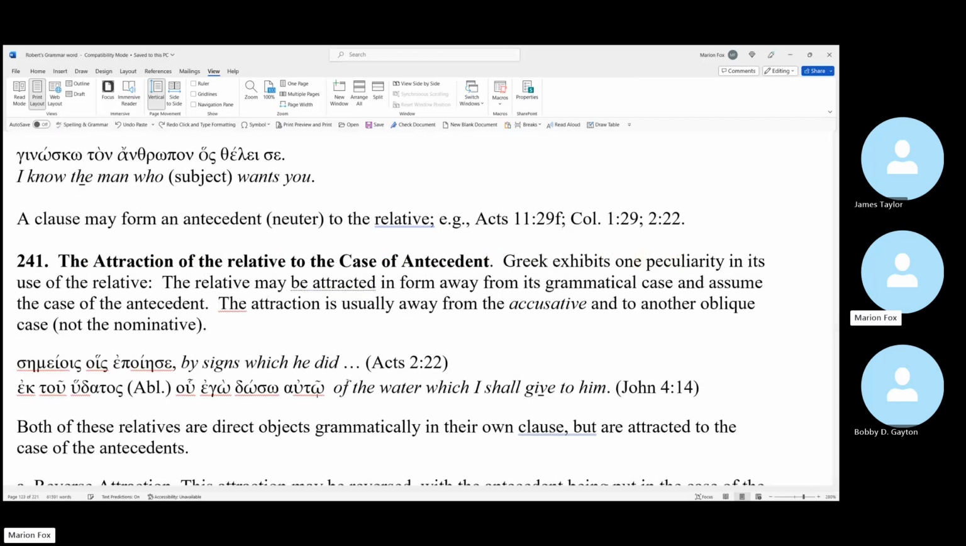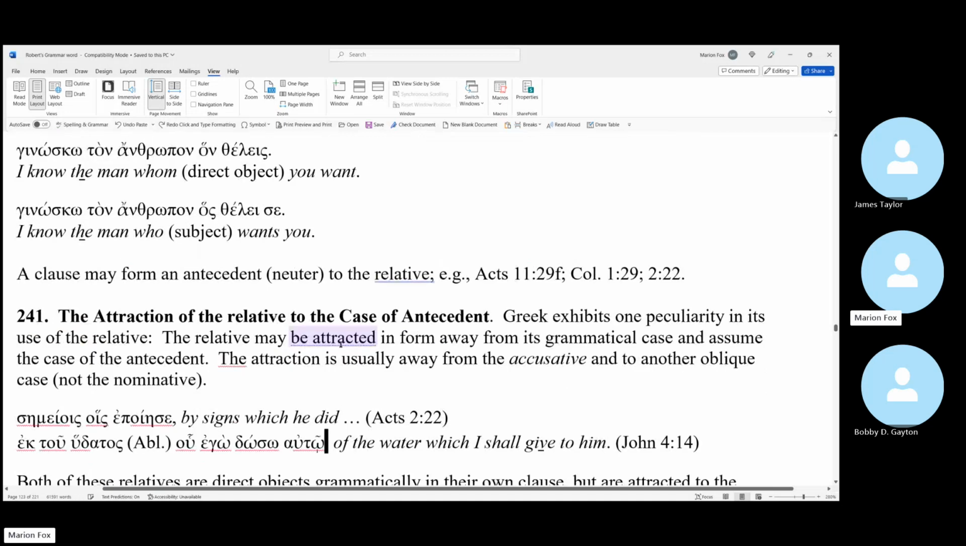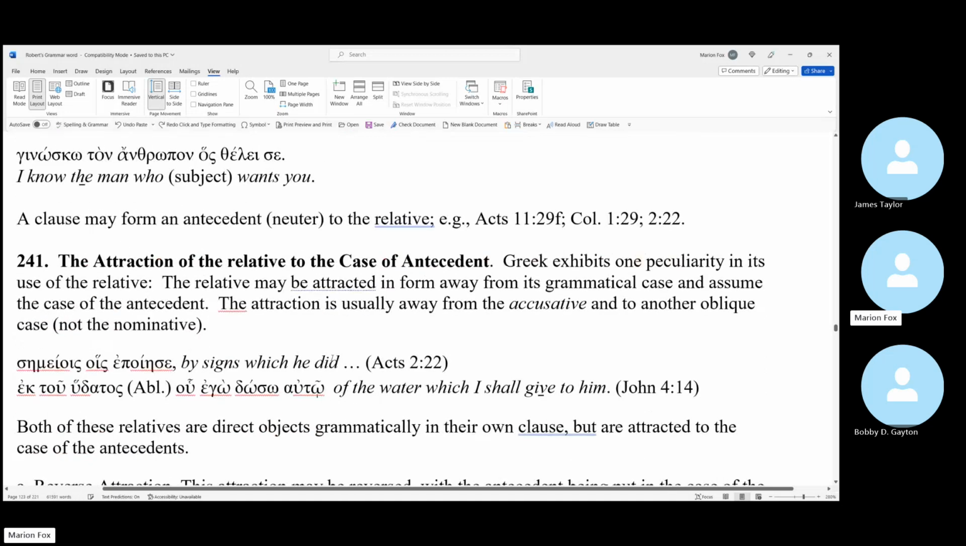So kind of keep that in mind. A clause may form an antecedent to the relative. So a whole clause can be what it's referring to. Here's some examples of that: Acts 11:29 and following, Colossians 1:29, Colossians 2:22 are three examples. There probably are some more examples. All right, so those are examples of it.